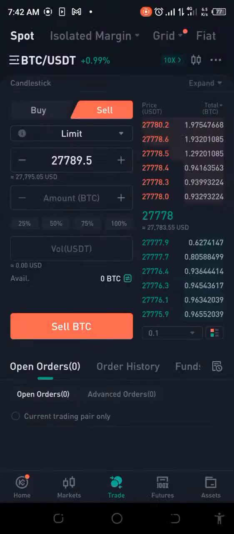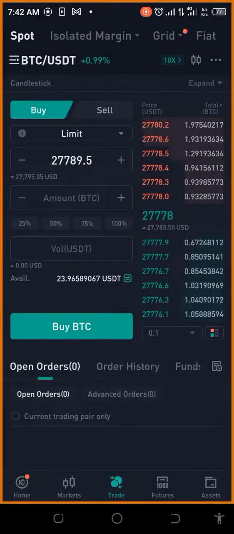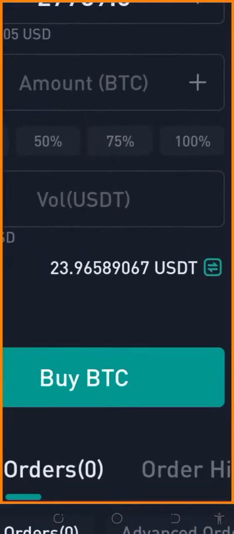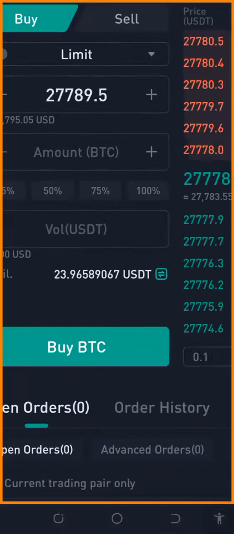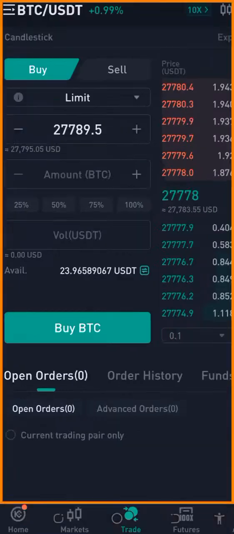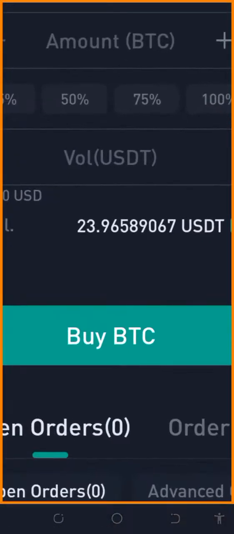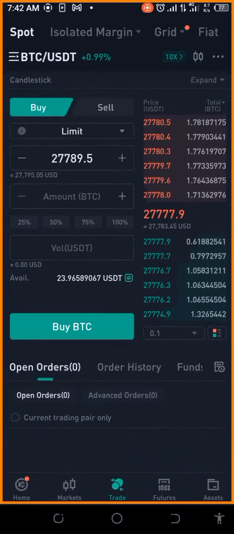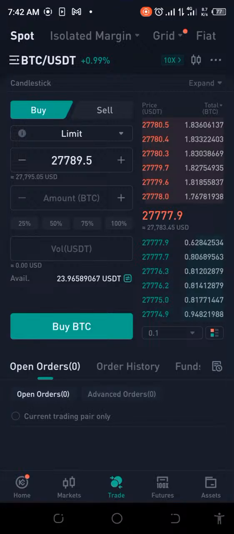So let's see how much we've got. Oh yeah, so this is what we have. We've got 23.9658. Now don't forget that we had to pay fees. It was 23.98, but of course don't forget like 2 cents will be removed. That's about 0.1%. So we're left with 23.965. Let's just talk about 23.96.